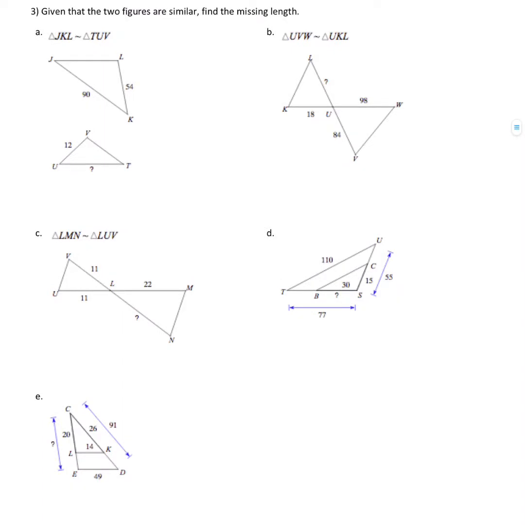Okay, so what we have to do is, knowing that these figures are similar, take that knowledge and try to find a missing length. So here's what this looks like. Part A, I see some side lengths. I've been told they're similar. I know that JK is the 90, and that corresponds to TU, which is my question mark. Let's call that x. I also know that KL corresponds to UV.